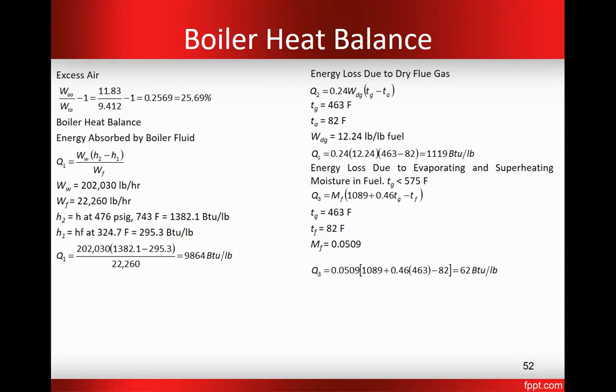Now, for the heat balance, the energy absorbed by the boiler fluid, Q sub 1, is equal to W sub W times H sub 2 minus H sub 1 over the weight of fuel. We have W sub W is 202,030 pounds per hour. W sub F is equal to 22,260 pounds per hour. From the steam table, H sub 2 is equal to H at 476 psi gauge, 743 Fahrenheit, is equal to 1,382.1 BTU per pound of steam. H sub 1 is equal to H sub F at 324.7 Fahrenheit, is equal to 295.3 BTU per pound. Therefore, Q sub 1 is equal to 202,030 times 1382.1 minus 295.3 over 22,260, which is 9,864 BTU per pound. This is your Q1.